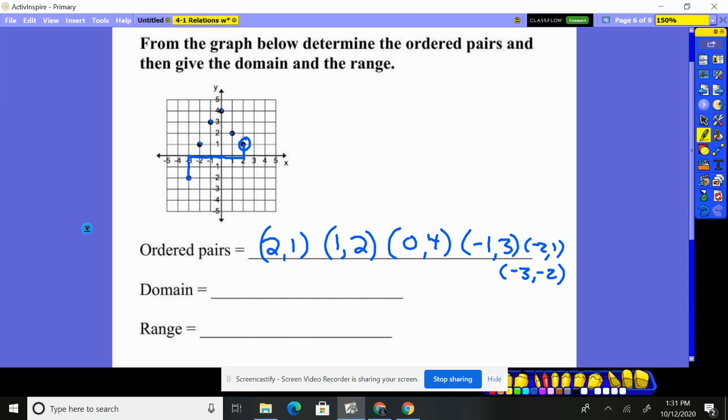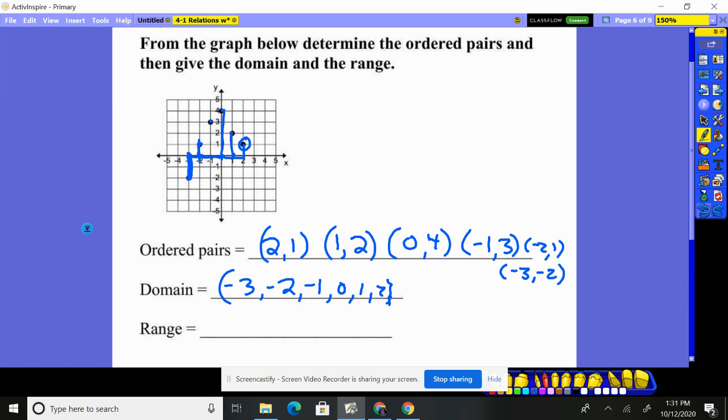The domain are which x's have values. We could see there was one here at 2, at 1, at 0, at -1, at -2, and -3. I'm going to list them backwards. Okay? There's no right or wrong way here. I'm simply going to say, hey, there was one here at -3. There was an x value at -3. There was one at -2. There was one at -1. There was one at 0. And x had a value at 1, at 2. And that's it.